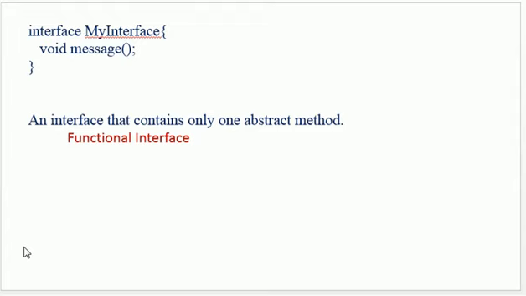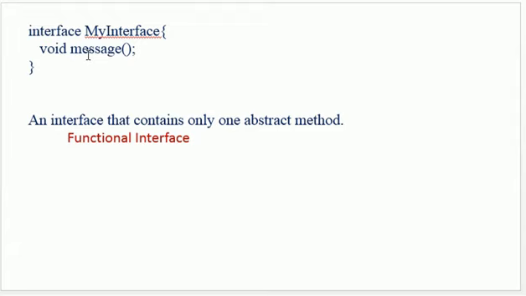One interface has been written over here. The name of the interface is MyInterface, and within the interface we have a single method and the method is message. Since it's an interface, no implementation of the method is given, only the prototype of the method is given. So this message method is not taking any parameter and it's not returning anything as well. Now this is an interface, but this is a special kind of interface because within this interface only a single method is available.